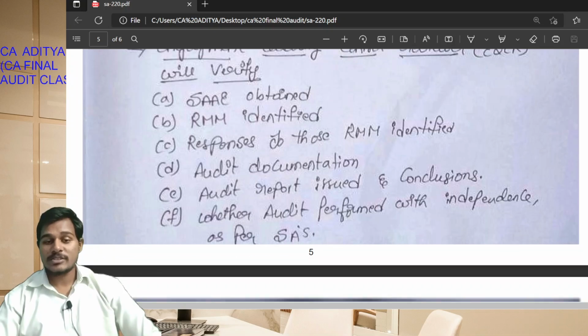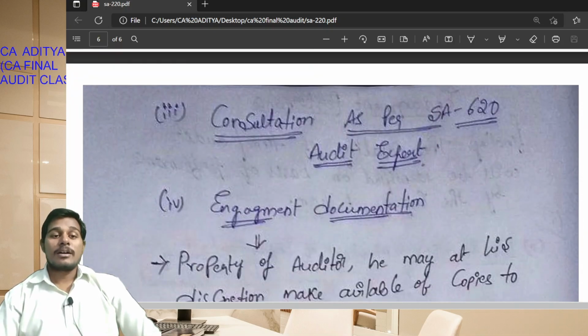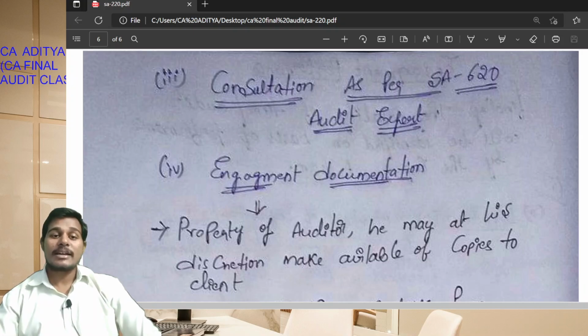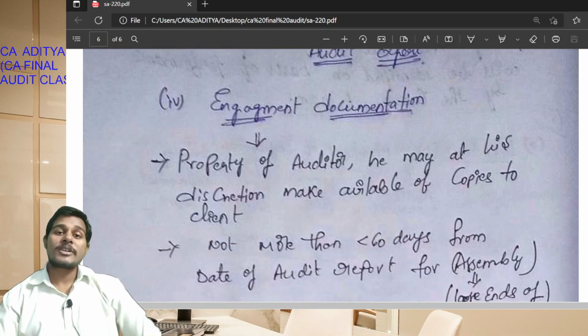Okay students, next conclusions. Consultations as per SA 620, auditor's expert. In the case of the engagement partner or audit firm, while performing the audit, they perform their work, and the engagement performance will be reviewed by the engagement quality control reviewer. In that case, he will check the work done using the auditor's expert as per SA 620.